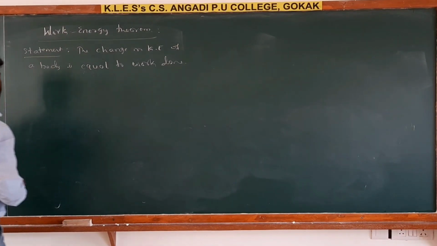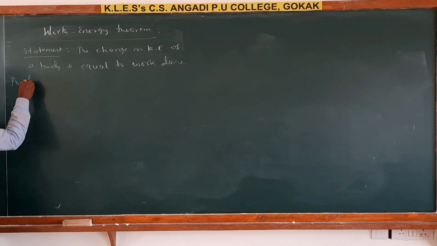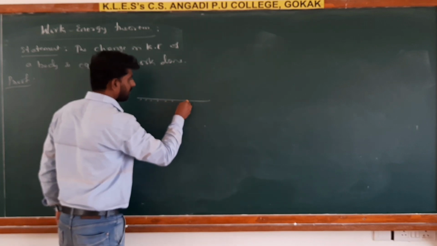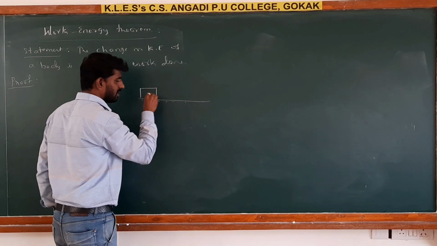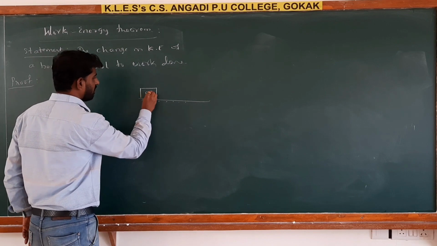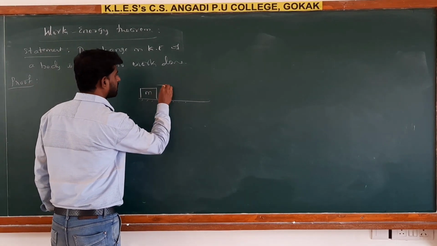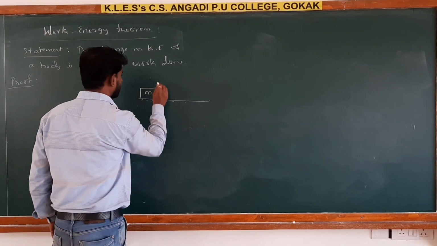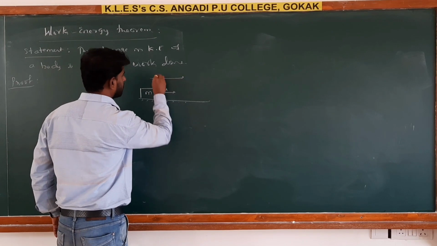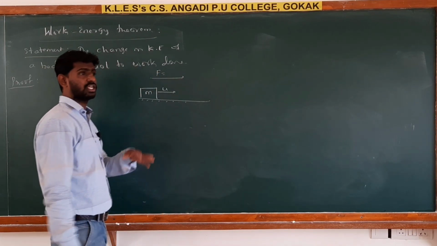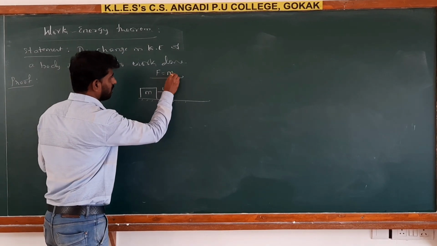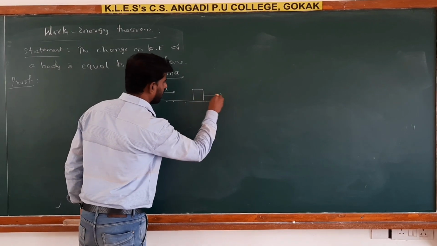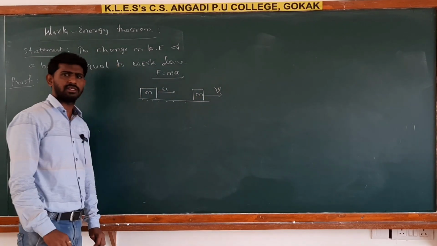I can prove it by taking an example. There is a body on a surface, and we assume it is a very smooth surface without any friction. This is the body of mass m. Initially it was moving with velocity u. Somehow we applied a force on the body in the same direction as the motion. As a result of the force there is an acceleration, and the velocity of the body changed to v.